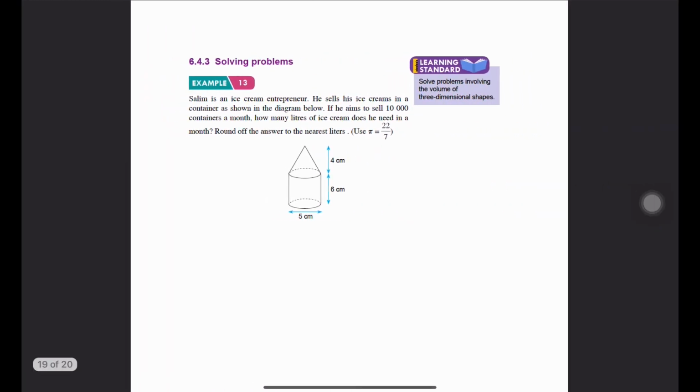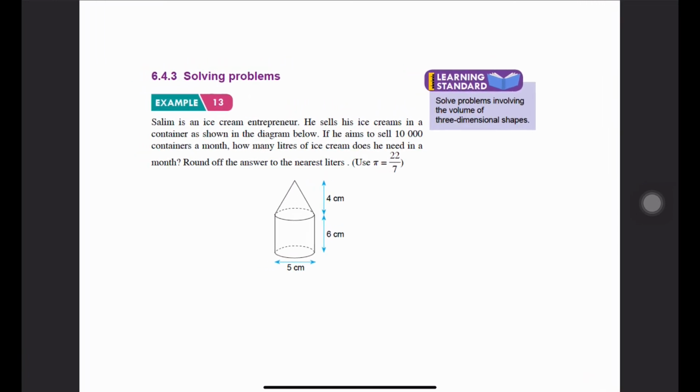So I hope you don't have any problems so far because the question is quite straightforward. Now let's move to the next learning standard, the last one for this chapter: solve problems involving the volume of three-dimensional shapes. Usually the problems for this chapter are combined shapes.